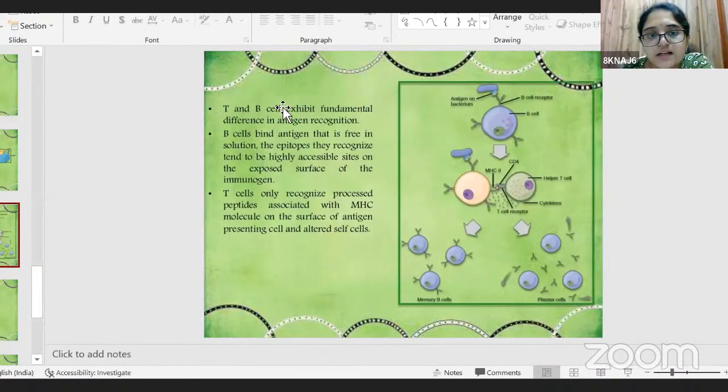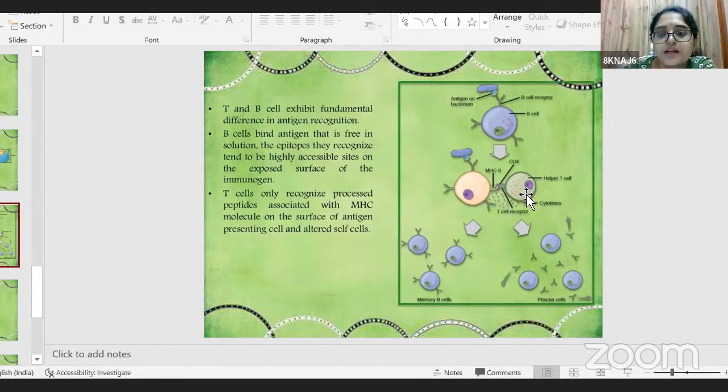So this is how it is. Basically, the T cells and B cells exhibit fundamental differences in antigen recognition. B cells bind the antigen, which is free in solution. Epitopes recognized tend to be highly accessible sites on the surface of the immunogen. Whereas T cells only recognize processed peptides associated with the major histocompatibility complex. B cells can recognize antigen if it is present in soluble form, but T cells only if it is associated with an MHC molecule, that is an MHC2 complex molecule.